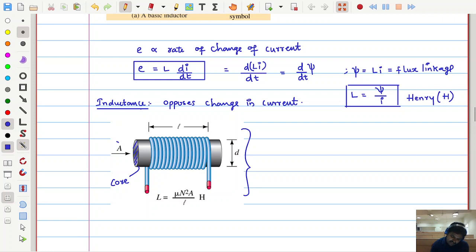So area of cross section, let us assume as A. Is that some material we are choosing for the support of framing this coil? So that area of cross section is A, and the length of this coil, how much length I am distributing this coil, is L. Then based on these dimensions, we can come to this expression that inductance L can be written as mu n square A by L.